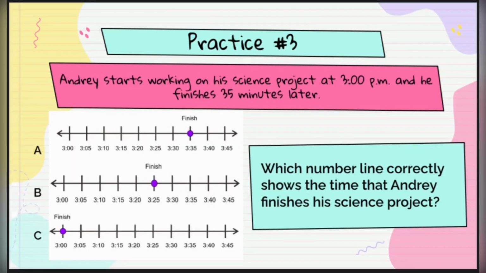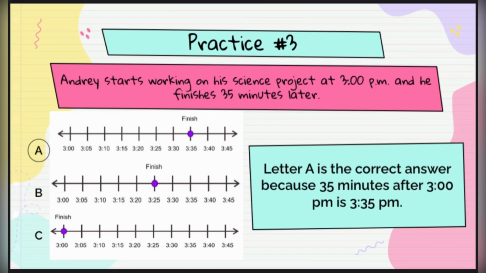Practice question number 3. Andre starts working on his science project at 3 p.m. and he finishes 35 minutes later. Which number line correctly shows the time that Andre finishes his science project? Letter A is correct because 35 minutes after 3 p.m. is 3:35 p.m.